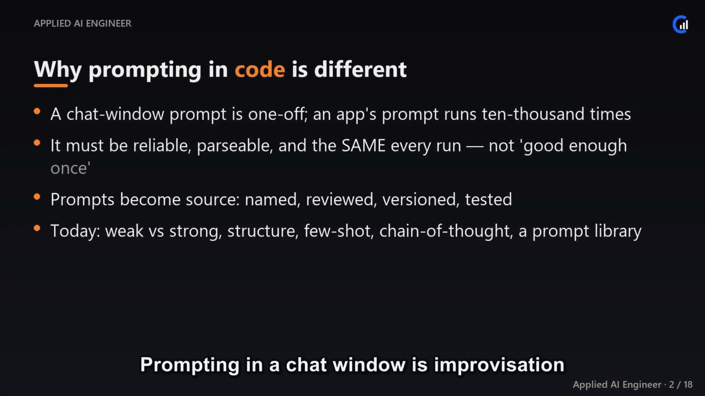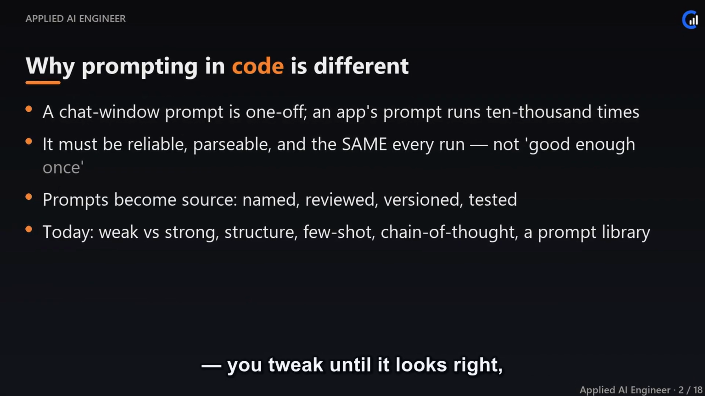Prompting in a chat window is improvisation. You tweak until it looks right once. Prompting in code is engineering. The same prompt runs 10,000 times against inputs you've never seen, and its output feeds the next stage of your pipeline. So it has to be reliable, it has to be parsable, and it has to behave the same way every single run. That shift in mindset from a clever one-off to a tested, versioned artifact is what this episode is about. Here's our plan for the next 15 minutes.